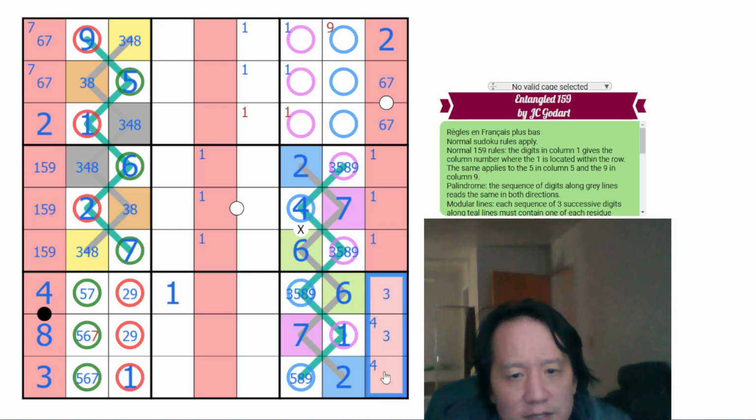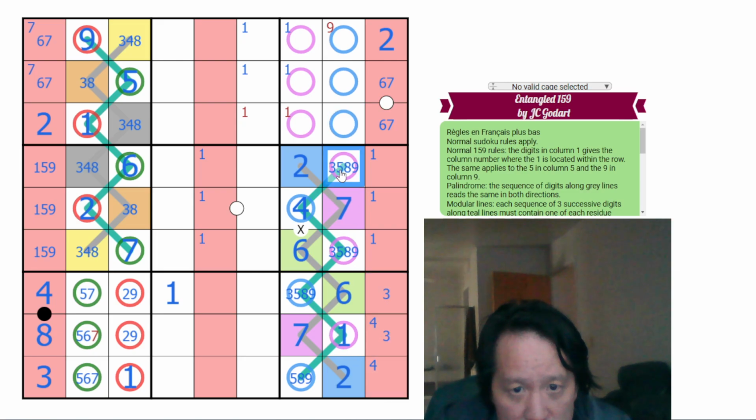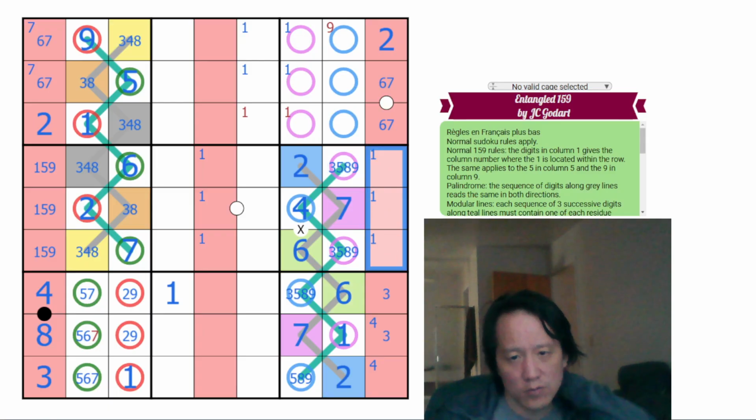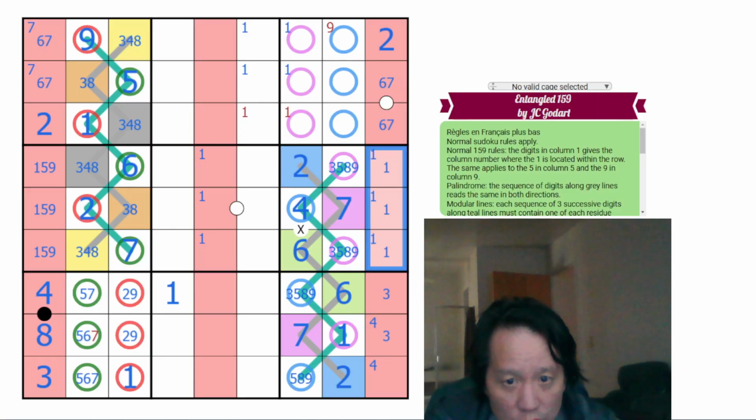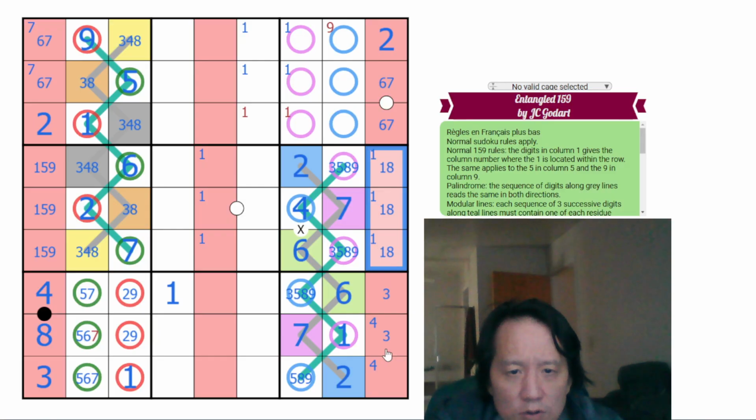Wait, the 9 has to be here, which means the 9 has to be here, which means the 8 has to be here. So this becomes 1, 8, and it has to be 5, I believe, right? No. So, okay. The 9 is not here. Right?